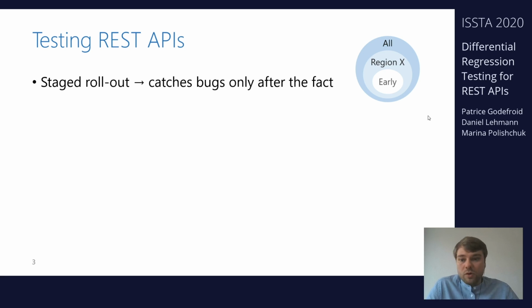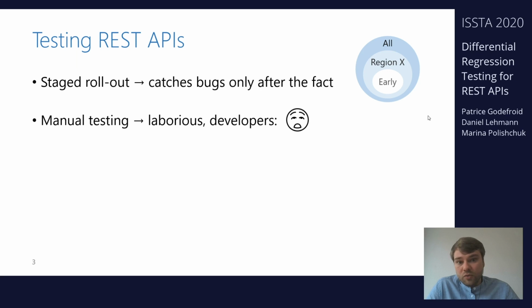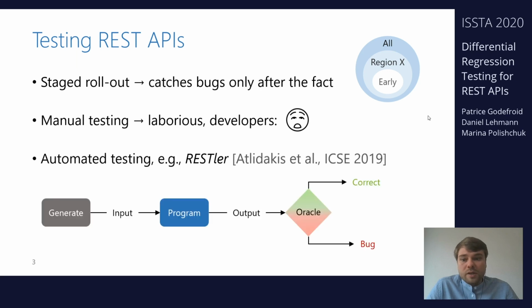agreements. A better option is to do testing before deployment, but manual testing is often laborious and many developers find it quite boring. A more interesting approach is to do automated testing, for example implemented by RESTler. The idea here is that you generate some random inputs, for example a random request, you send it to the program under test, to the service, and then on the output you decide whether this constitutes a bug or correct behavior.